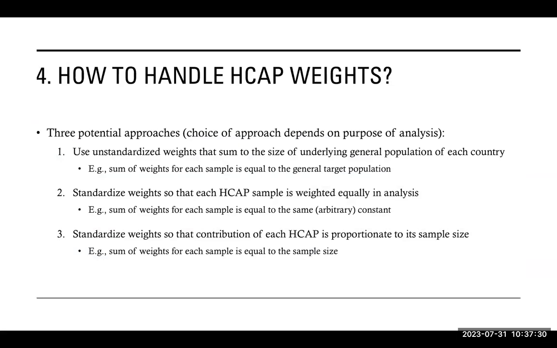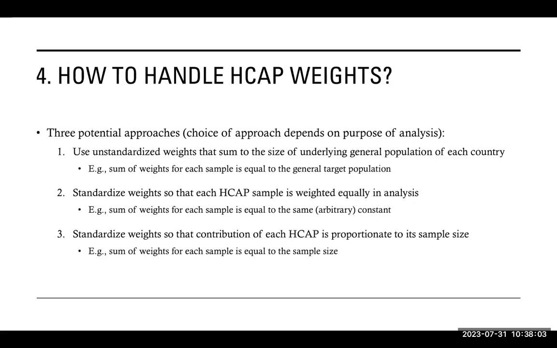But I would also warn you that if you're not trying to do that, countries with very large populations like India are going to overwhelm your point estimates in any pooled analysis. The other approach would be to standardize your weights so that each HCAP sample is weighted equally in analysis. So the sum of your sampling weights is going to be equal to some arbitrary constant that's the same across studies. Not ideal. It's an option, but I probably wouldn't do it because we do want our precision to be related to the actual sample size. So we don't want to upweight studies with smaller samples and downweight studies with larger samples.